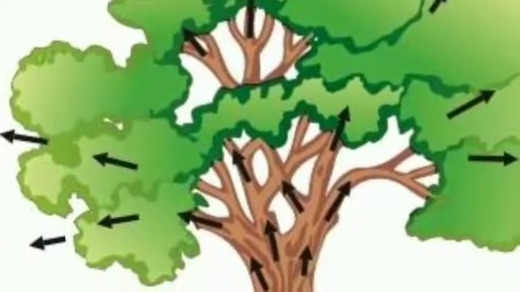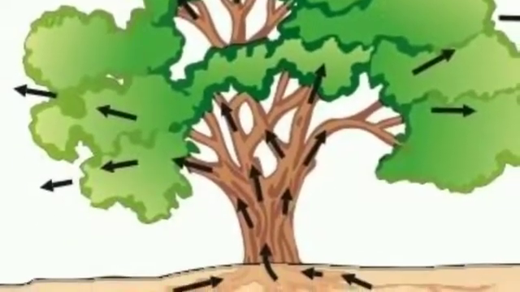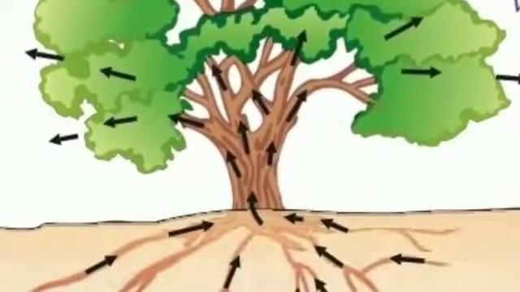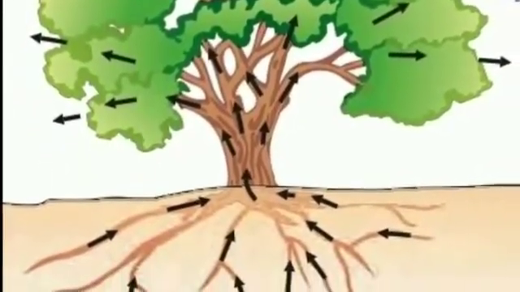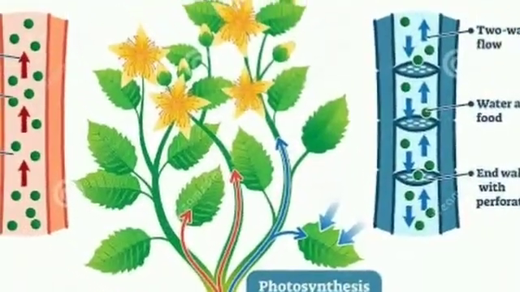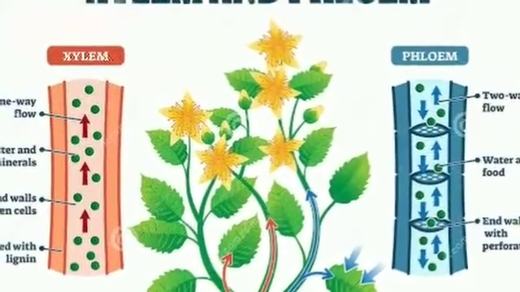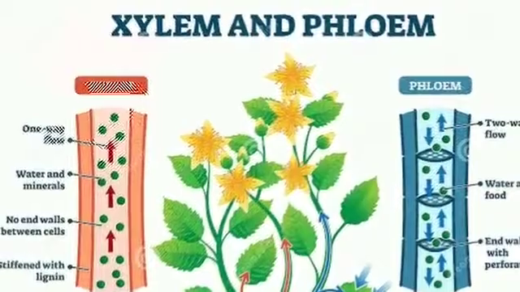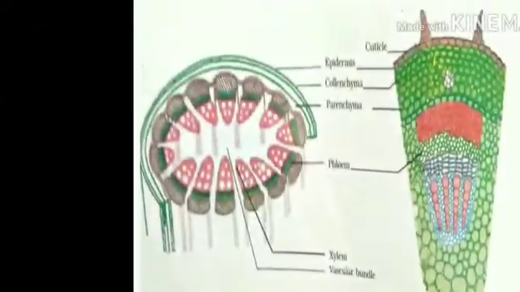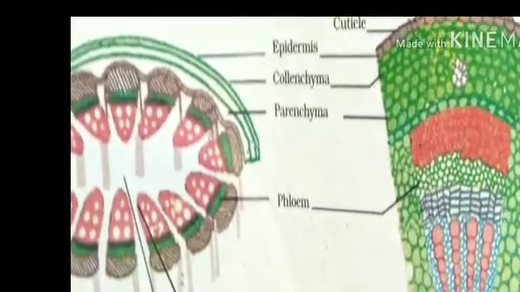Plants have vascular tissue to transport water and sugars. They get water and minerals from the soil through the roots, and food is prepared by the leaves. Water and minerals are supplied to the remaining parts of the plant by xylem, and food is transported through phloem tissues. Xylem and phloem are together arranged as vascular bundles.